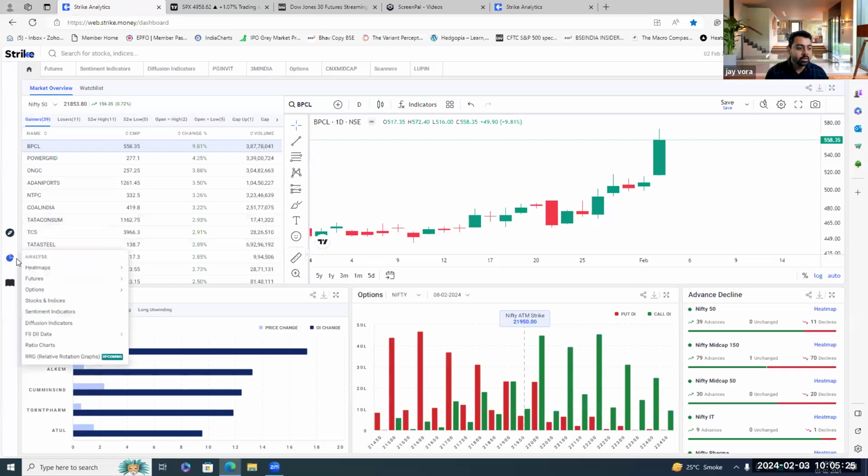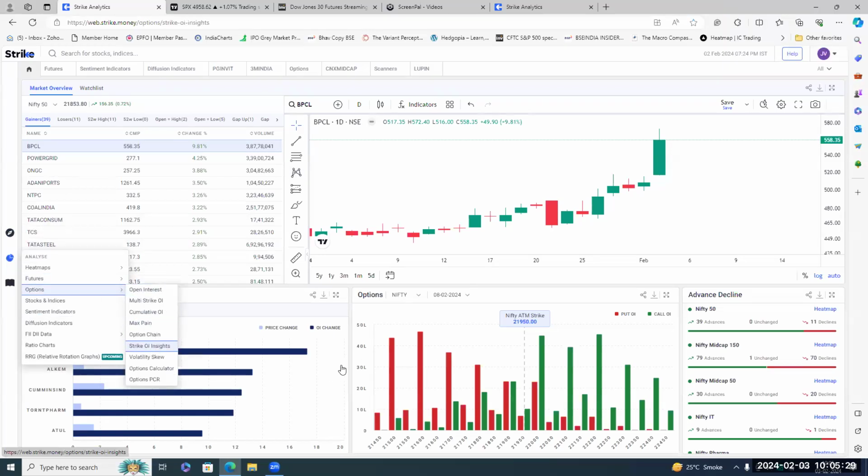So without wasting much time, I'll share my screen and come to that screen so that you understand how the screen works.